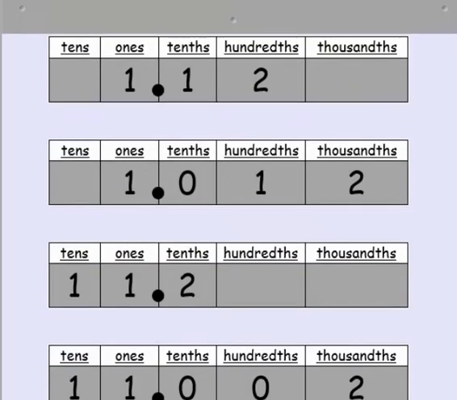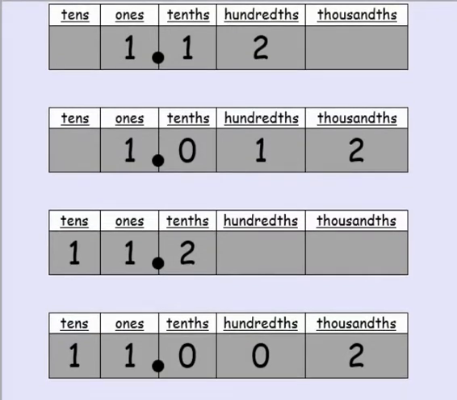Let's practice reading a couple more decimal numbers using the place value chart. This number would be read as 1 and 12 hundredths. This number is 1 and 12 thousandths. And notice the difference between this. This 12 ends in the thousandths place, 3 digits after the decimal, whereas this one is read as 1 and 12 hundredths because it just has 2 digits after the decimal.